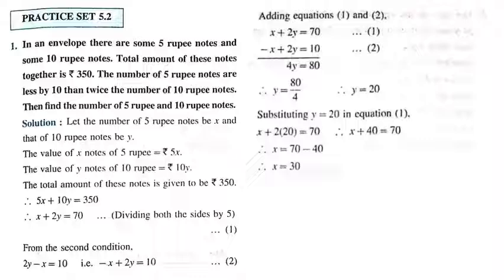So the final answer would be: there are 30 notes of 5 rupees each because x is 30, and y is equal to 20, so 20 notes of 10 rupees each.